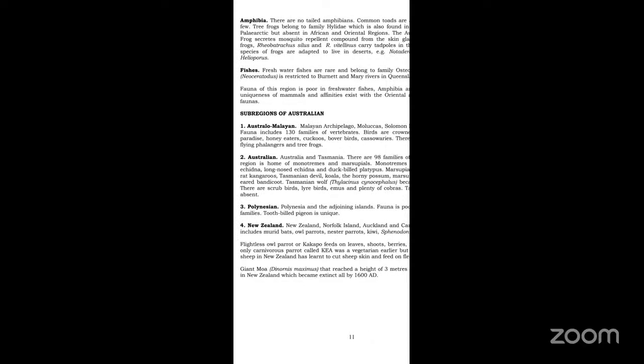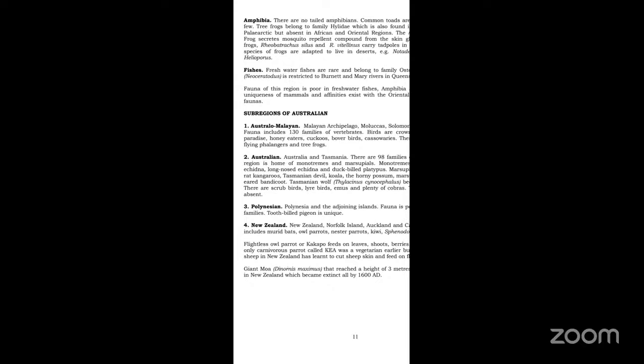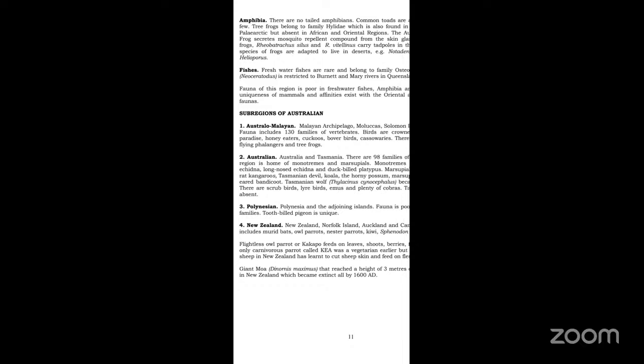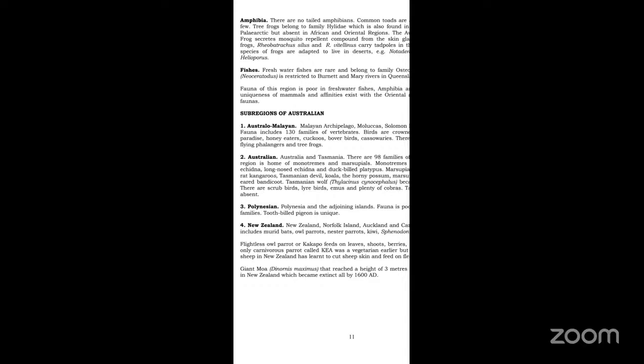And this particular region is a home for monotremes and marsupials. Monotremes include short-nosed echidna, long-nosed echidna, and duck-billed platypus. Marsupials include marsupial rat, kangaroos. So they are found only in this particular Australian region. Then Tasmanian devil, then you have koala, honey opossum, marsupial mole, as well as a rabbit bandicoot. Then you have the Tasmanian wolf, which became extinct now. Apart from these, you have scrub birds, lyrebirds, emus, and plenty of cobras. Tailed amphibians are totally absent.